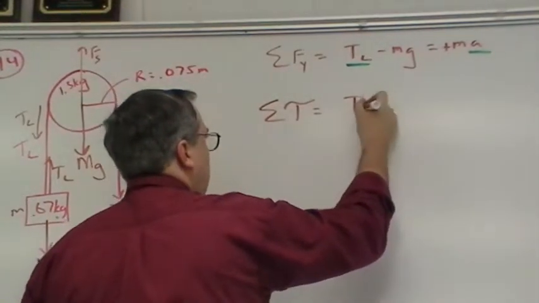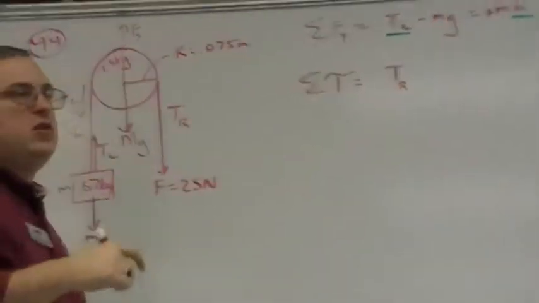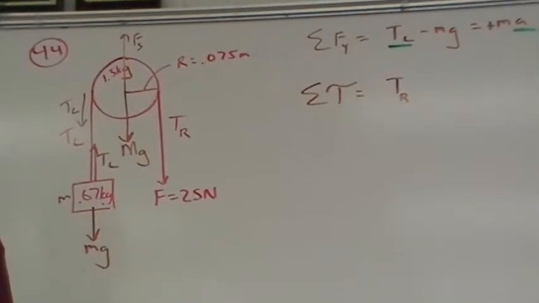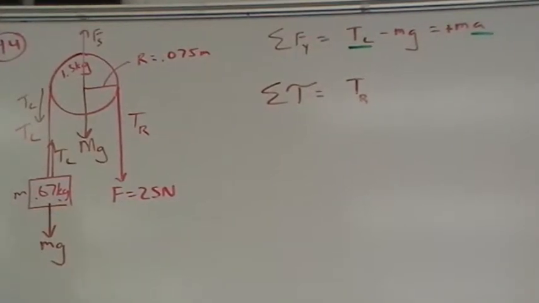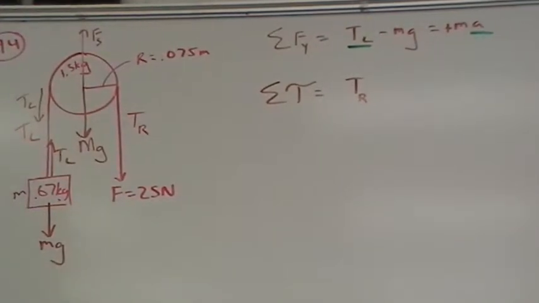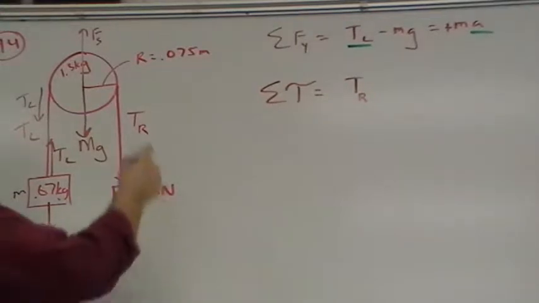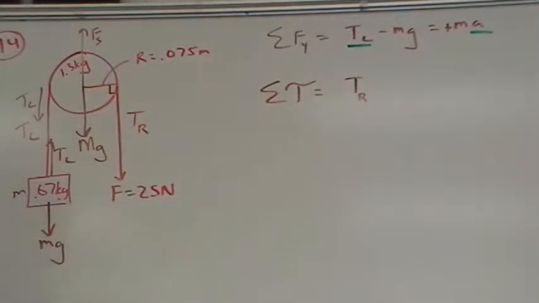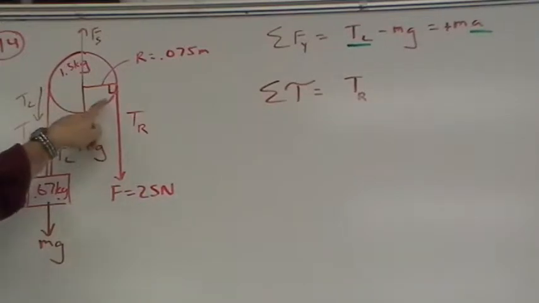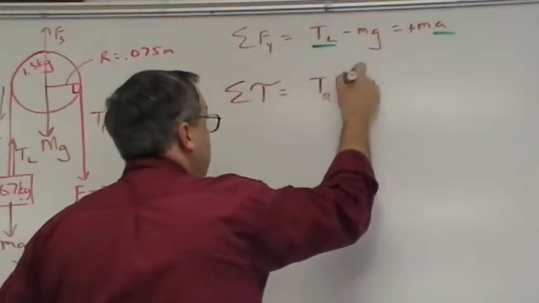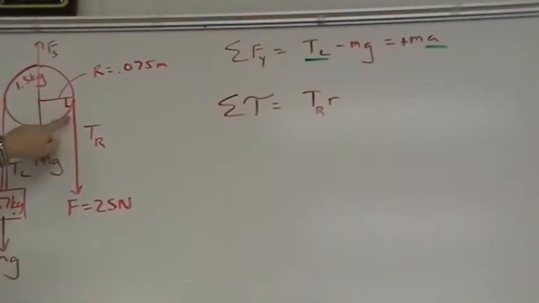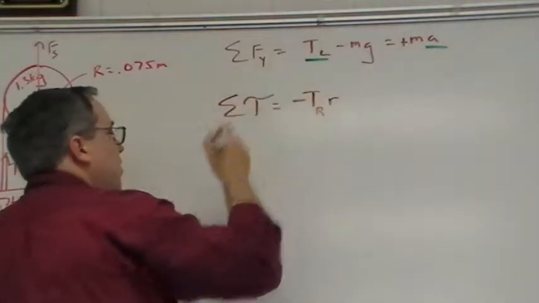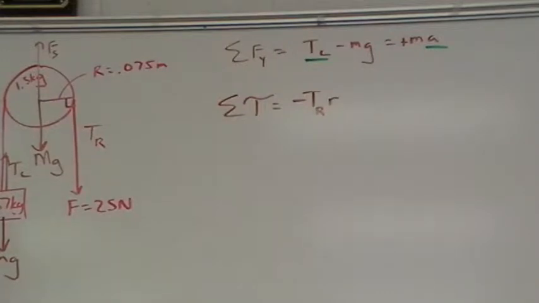So on the tension on the right, to calculate torque, you need a force, but you also need a distance to that force that's perpendicular. The radius is perpendicular to the tension. So I have the tension on the right times the radius. Isn't that negative? It is negative. That tension would make this pulley want to turn clockwise, so that would be negative.